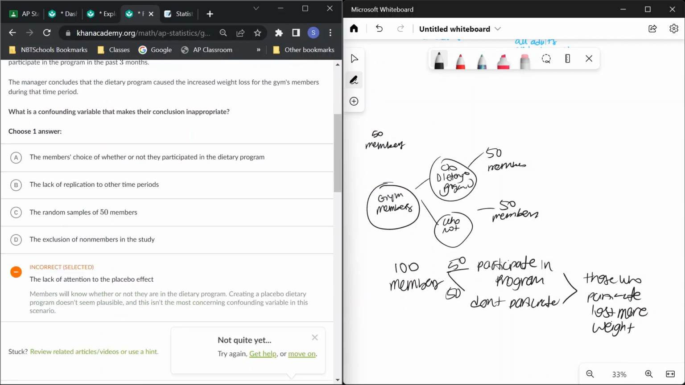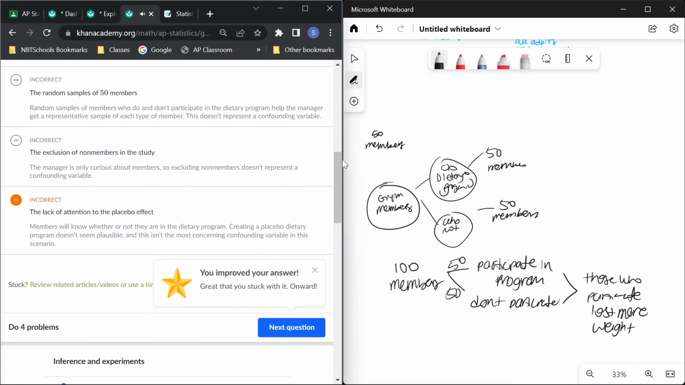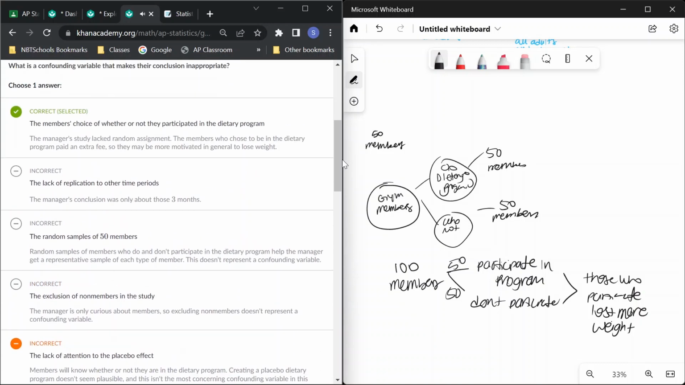Pretty sure it's not what it is. No? Okay, great. See, I knew this was a hard one. Maybe this one. Yeah. Oh my god. So the manager's study lacked random assignment.